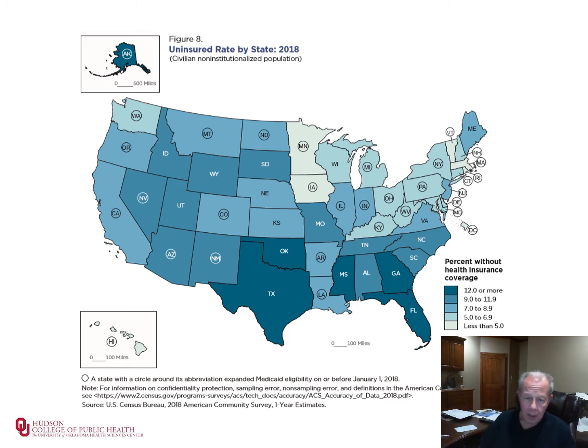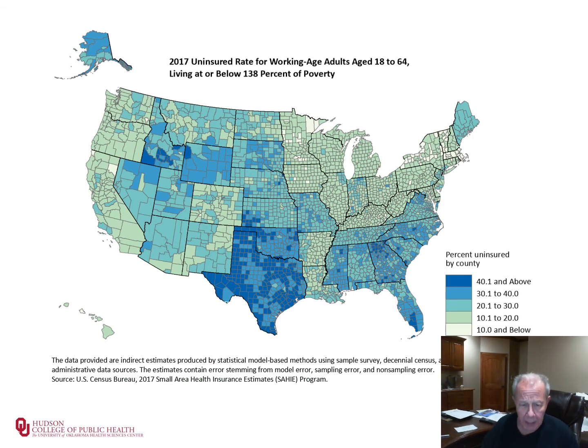But you can see the states that have very, very low rates of uninsurance, such as Iowa and Minnesota, Vermont, where rates of uninsurance are less than 5%. This is the same data broken down by county. Again, you can see most of Oklahoma has a fairly substantial percent uninsured by county, with areas that are very, very high in parts of the state. And it varies widely across the entire country.